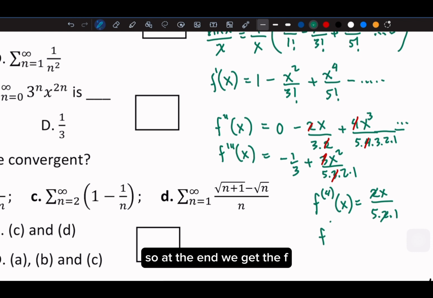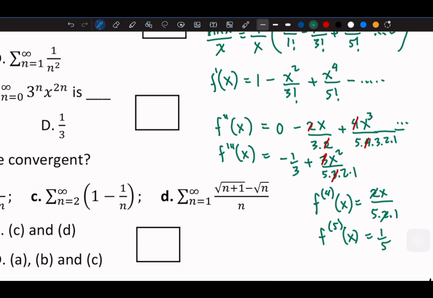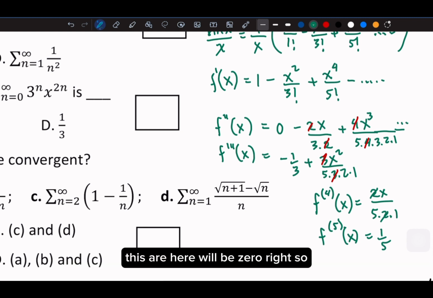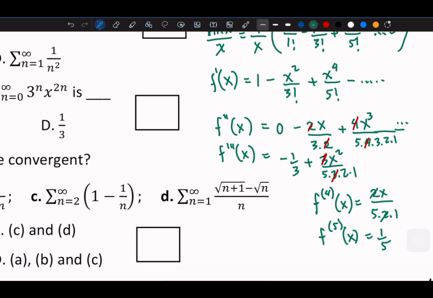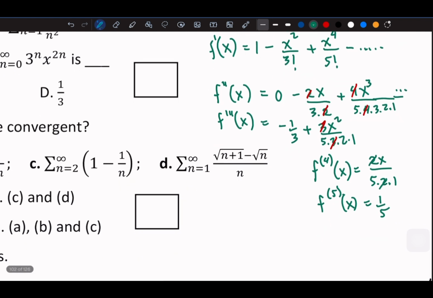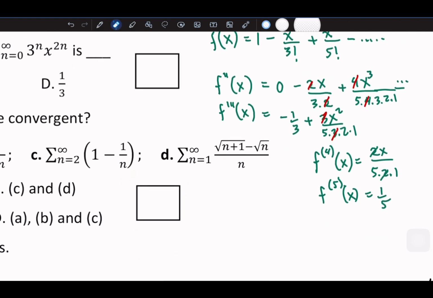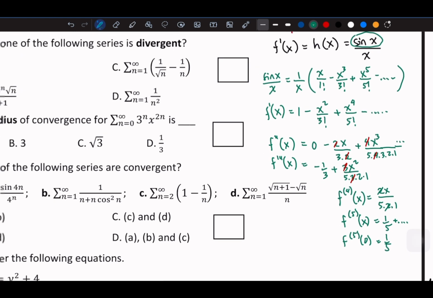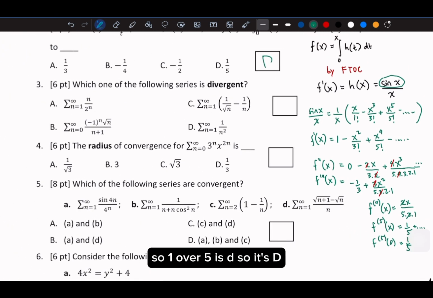So at the end, we get the fifth derivative, which is 1 over 5. So when x is 0, it's 1 over 5, because the whole thing in this part here will be 0, right? So f at 0 is 1 over 5. So 1 over 5 is d, so it's d.